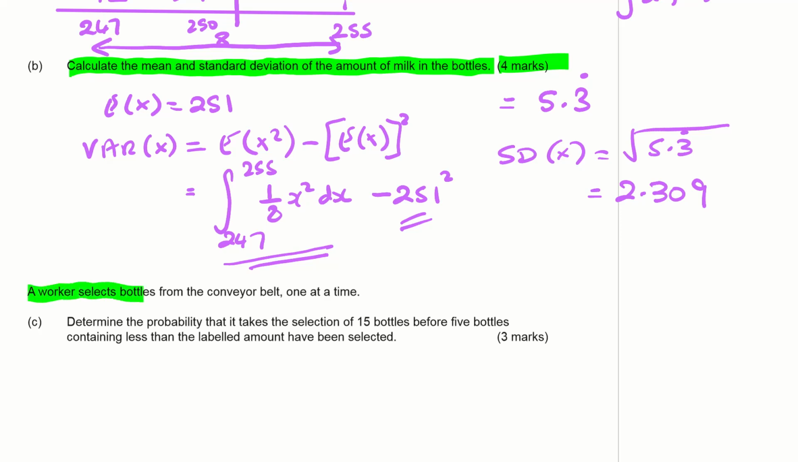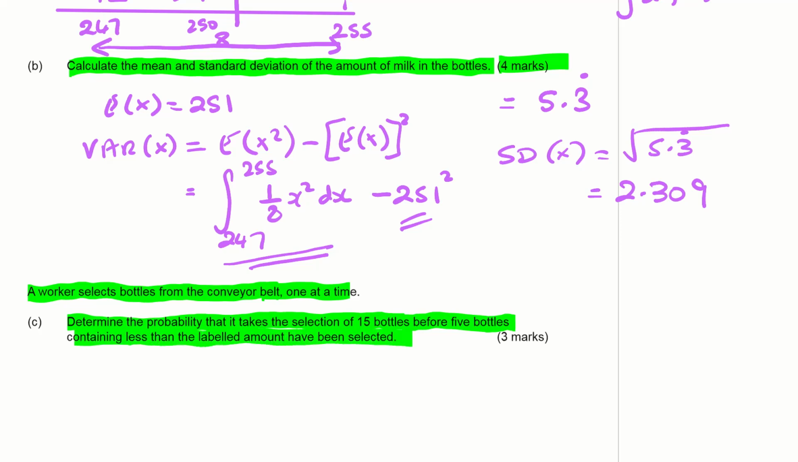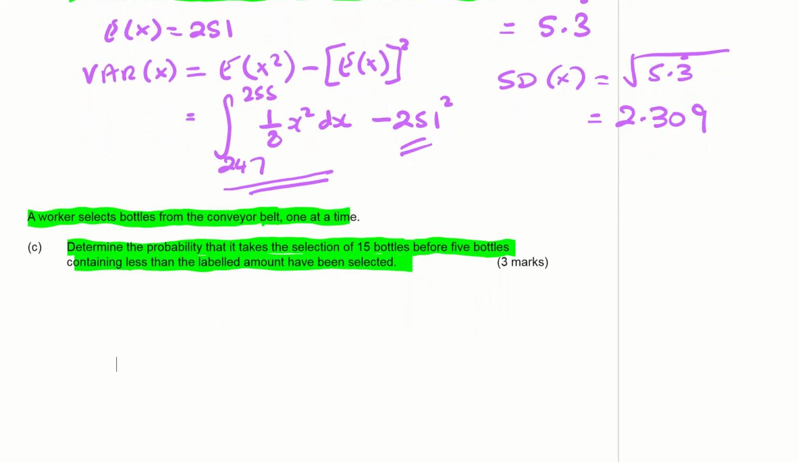A worker selects bottles from the conveyor belt one at a time. Determine the probability it takes the selection of 15 bottles before 5 bottles containing less than the labelled amount have been selected. So what we want is the 15th choice to be one which is less than that selected. And the probability of that is 3/8, as we established before.